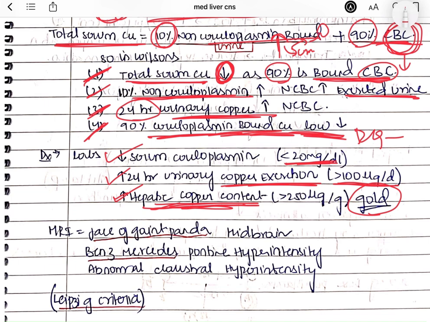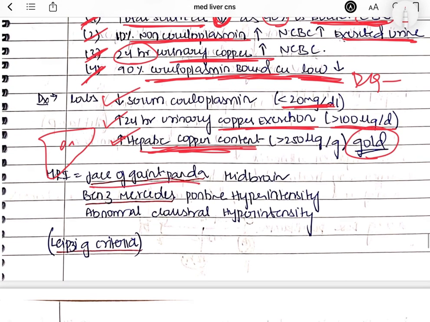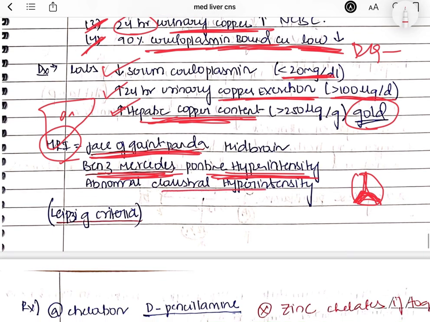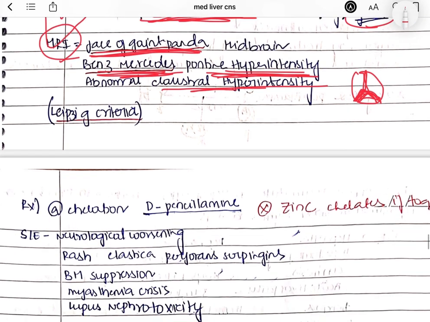So it is a gold standard. In the hepatic, you can see this copper. So in the MRI, there will be the face of giant panda and also the Mercedes-Benz sign. It is important to remember. Mercedes-Benz sign can be seen in MRI and also the face of giant panda can be seen. And abnormal cortical hyperintensity can also be seen.